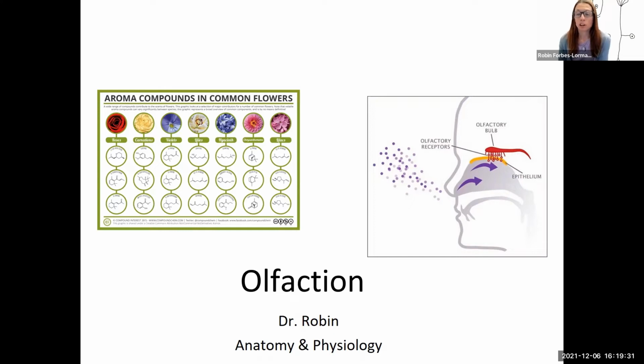All right, so we're starting with olfaction. Again, this is a type of chemosensation. So there are chemoreceptors in the olfactory epithelium, which is part of our olfactory system. These chemoreceptors detect olfactory molecules.